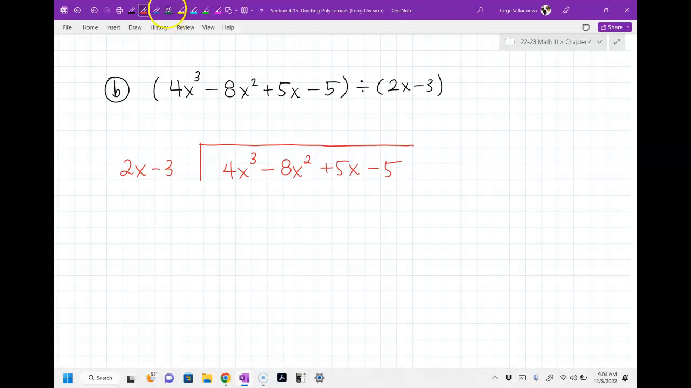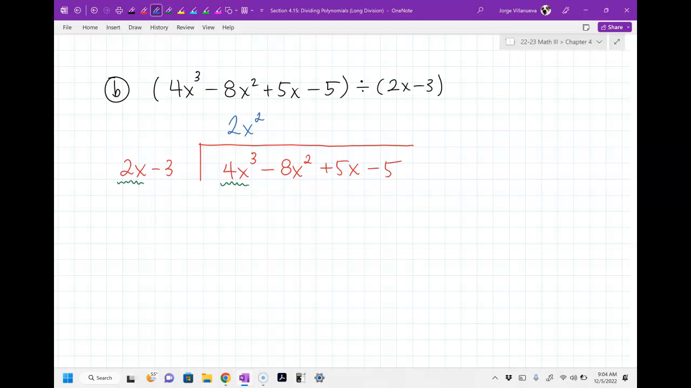Now remember, you're going to focus on the first. That's usually what I say. Focus on the first. So the first term here and the first term here. I need 2x to become a 4x cubed. What do I multiply by? Think about it. What should I multiply 2x by so that it becomes a 4x cubed? 2x to the power of 2. Perfect. There you go. All right.